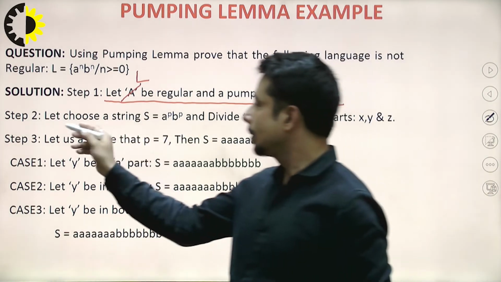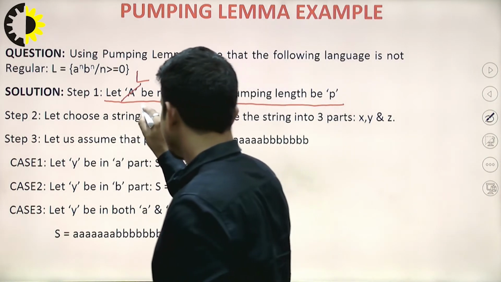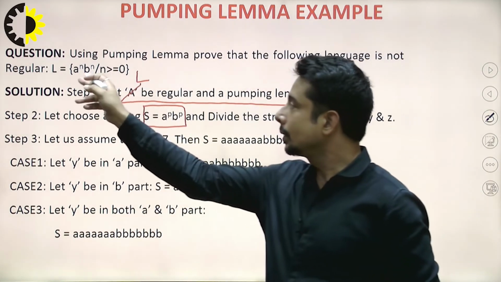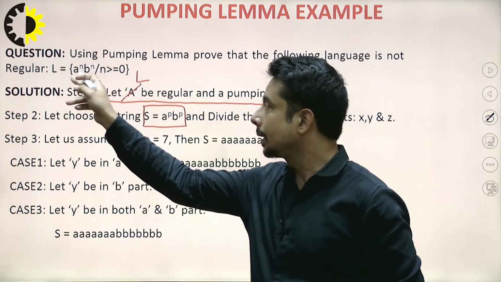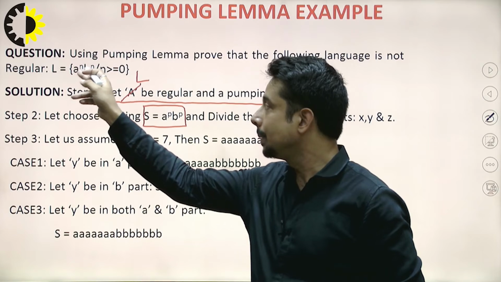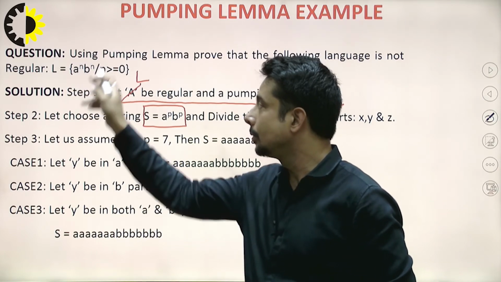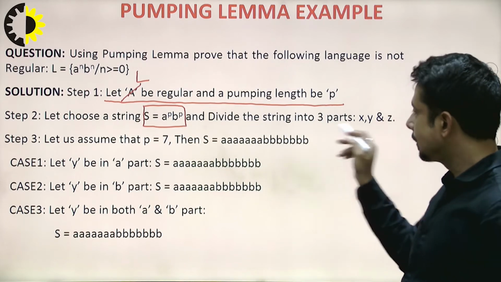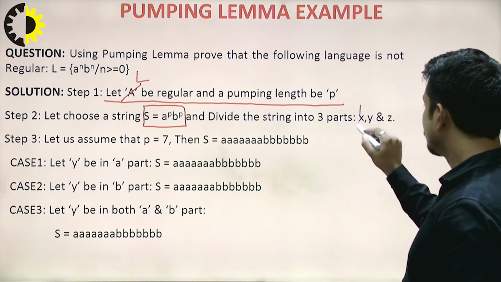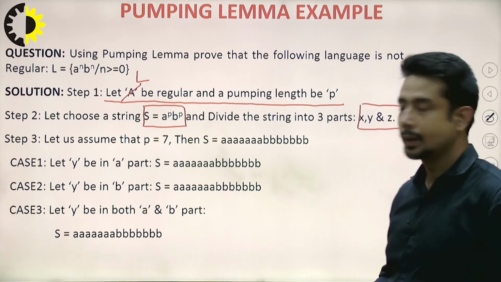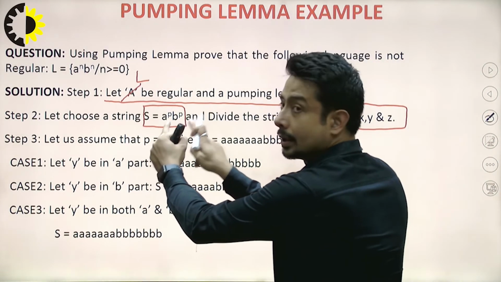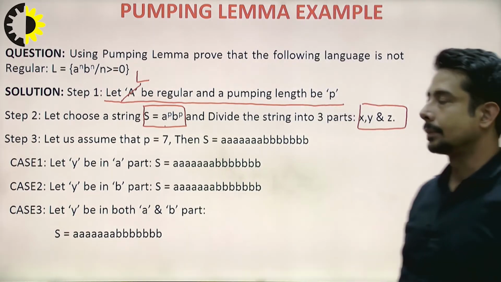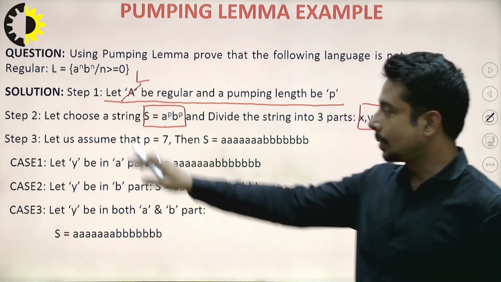Next, in step number 2, we need to choose a string in this format. Now it will not be a to the power n, b to the power n. I have taken a pumping length P, so it will be a to the power P, b to the power P. Clear? And divide the string into 3 parts, x, y, and z. This is about step number 2.